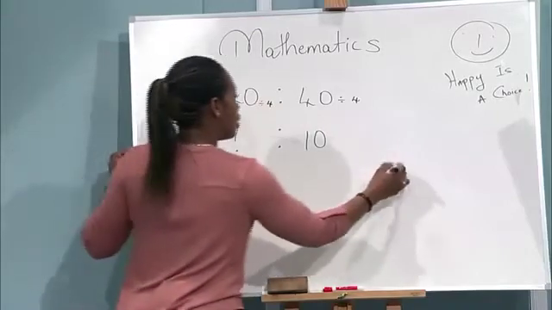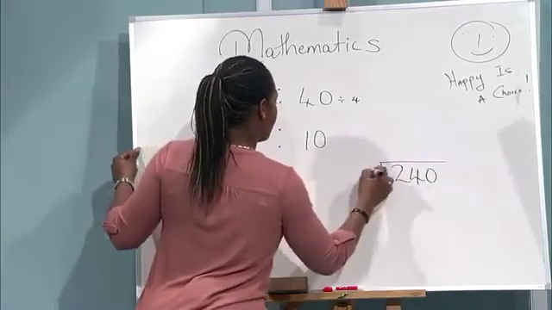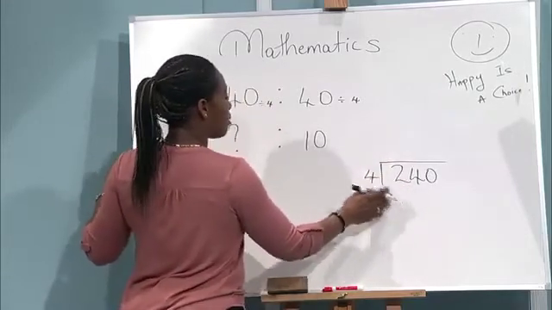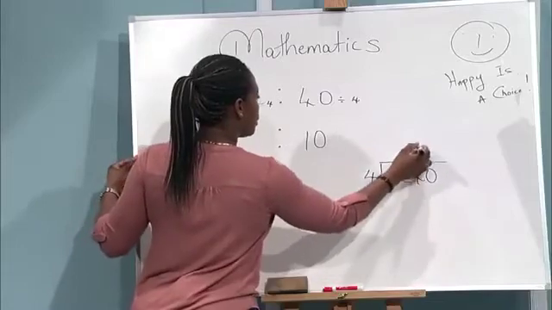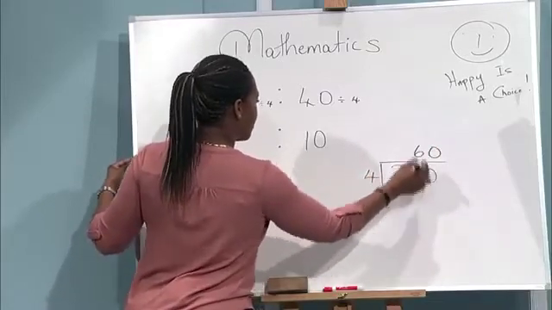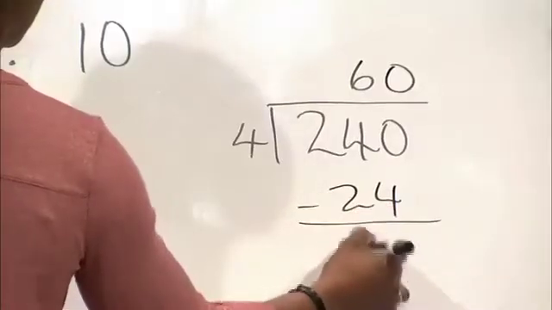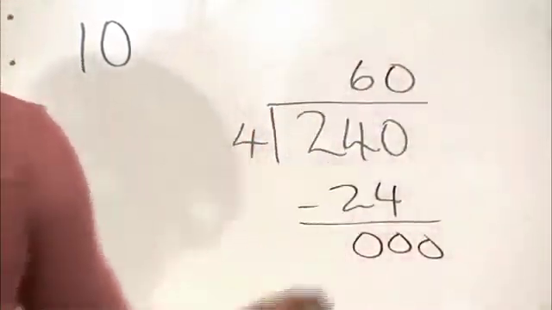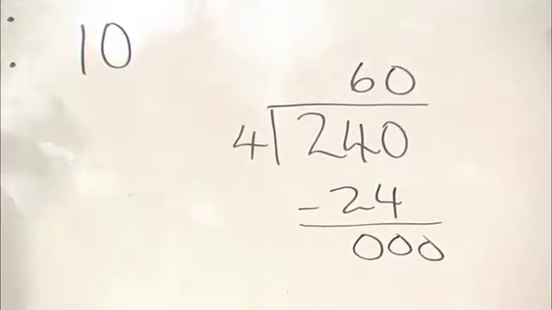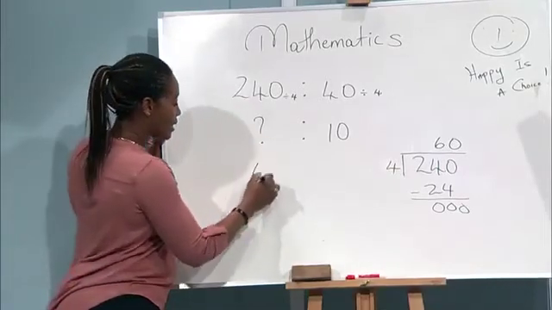So it's 240 being divided by 4. 4 into 2, not possible. 4 into 24 goes 6 times. 4 into 0, 0 times. So you would have done this if it's long division, 0, 0, 0. There you go. All right, great. So if I divide 240 by 4, I get 60.